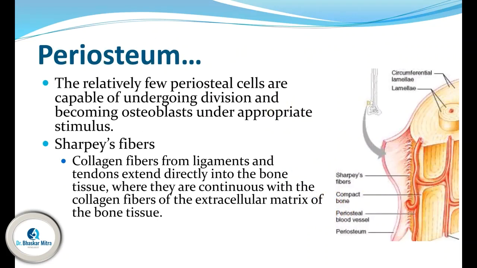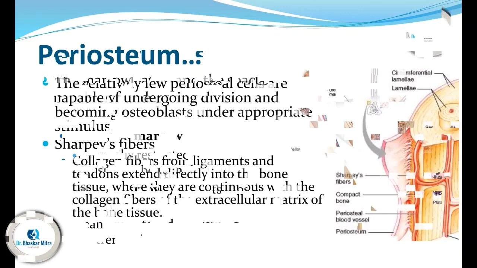Now, if we peel the periosteum from the bone, we can see small sharp fibers passing through the periosteum and incorporated within the bone. These are the collagen fibers arising from the ligaments and the tendons, which extend directly into the bone collagen fibers, and these are called Sharpey's fibers. This is how the bones, the tendons, and the muscles are inserted into the periosteum.